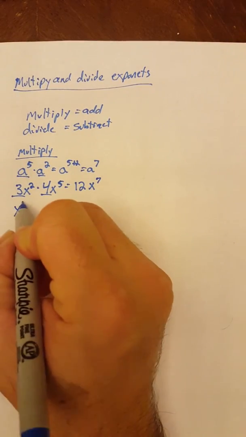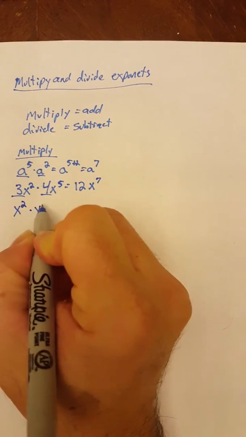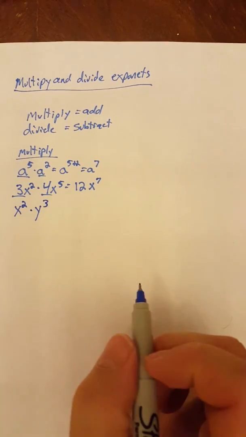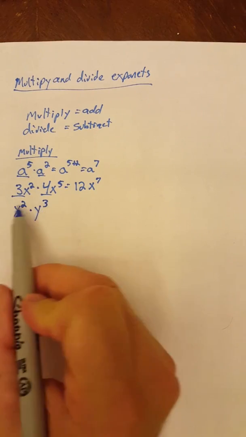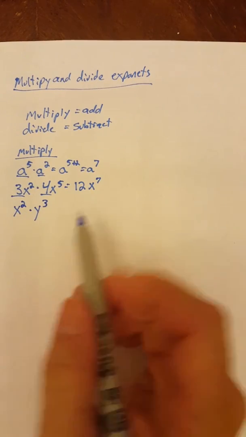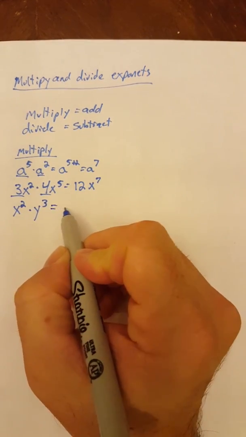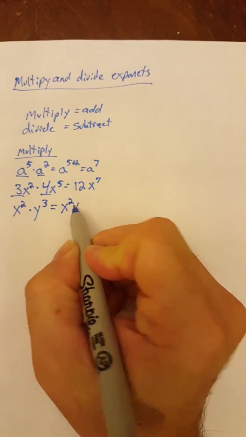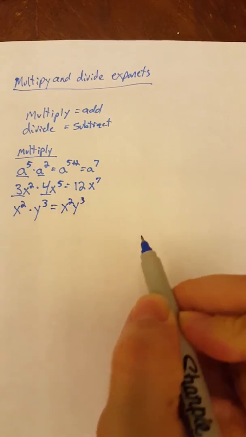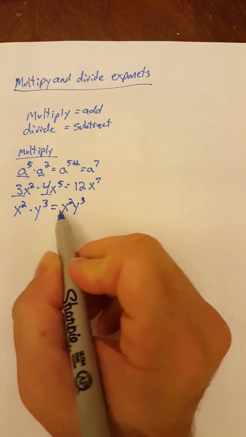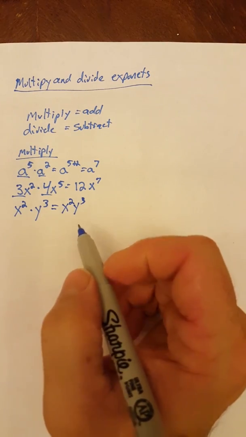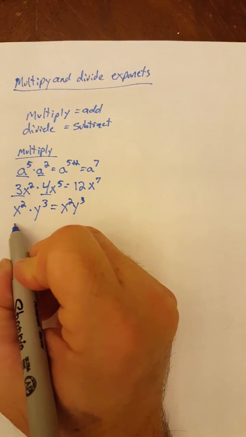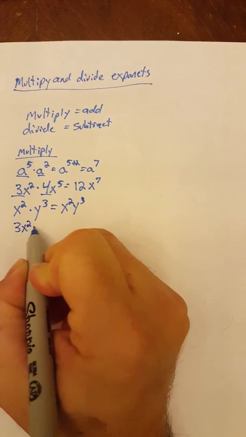Now, if you have different bases, so let's take x squared times y to the third. Since the bases are not the same, these exponents cannot combine in any way. The only thing that we can do to simplify this is to push them together, basically eliminating the dot that says to multiply. And by putting them next to each other, that means the same thing as multiplying.